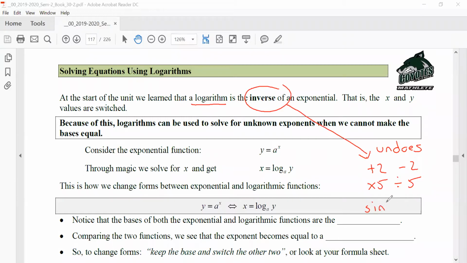Sine and sine inverse undo each other. Those are inverses. So you've been doing inverses for years and years, you just maybe never knew that you were doing inverses. What I want you to think is that an inverse undoes something. That's going to be the key here. It's going to help us solve for that unknown exponent.